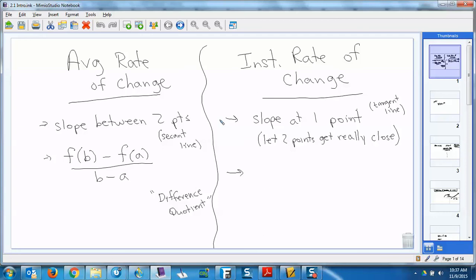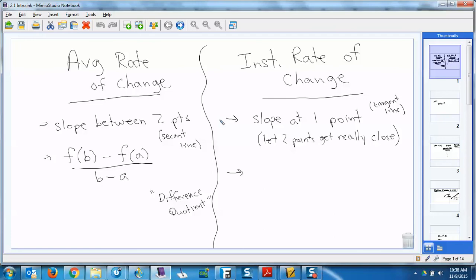We talked about letting those 2 points get really close, because we can't do slope with only 1 point. We need 2. And on the quiz, we even did that problem with the zooming, and we picked 2 points really close. We did that very first day. And then we contrasted that to average rate of change.